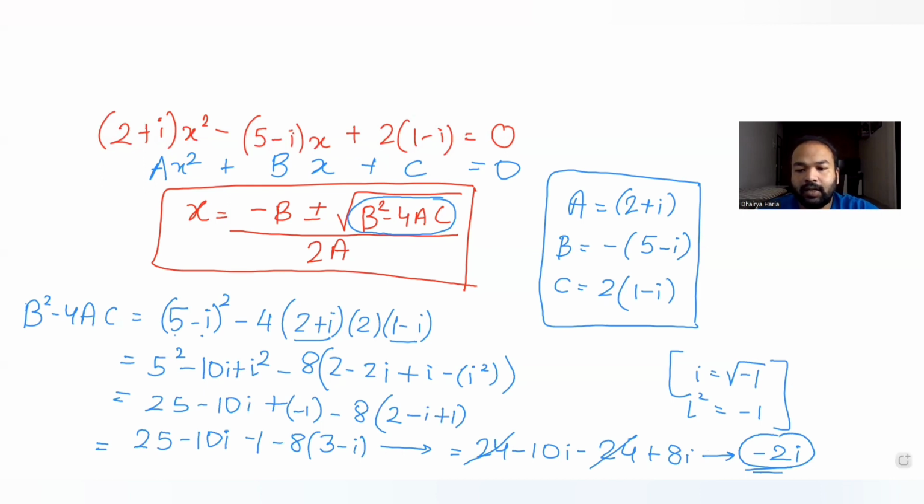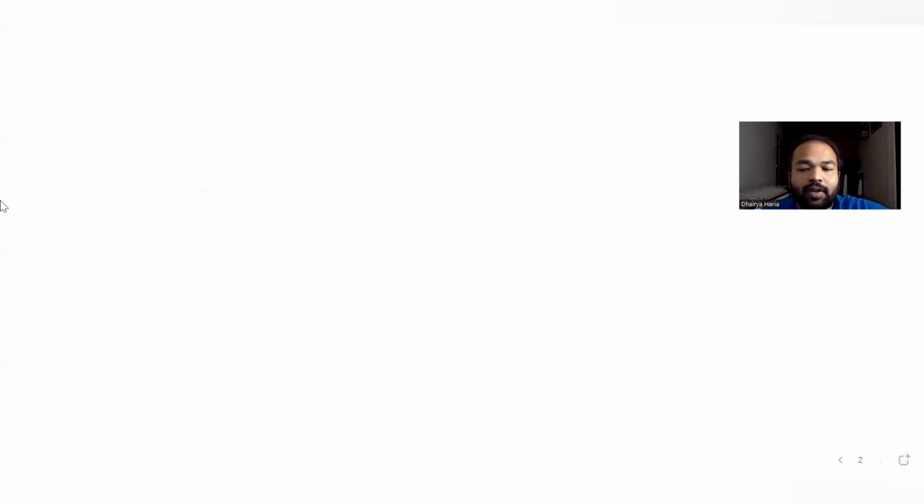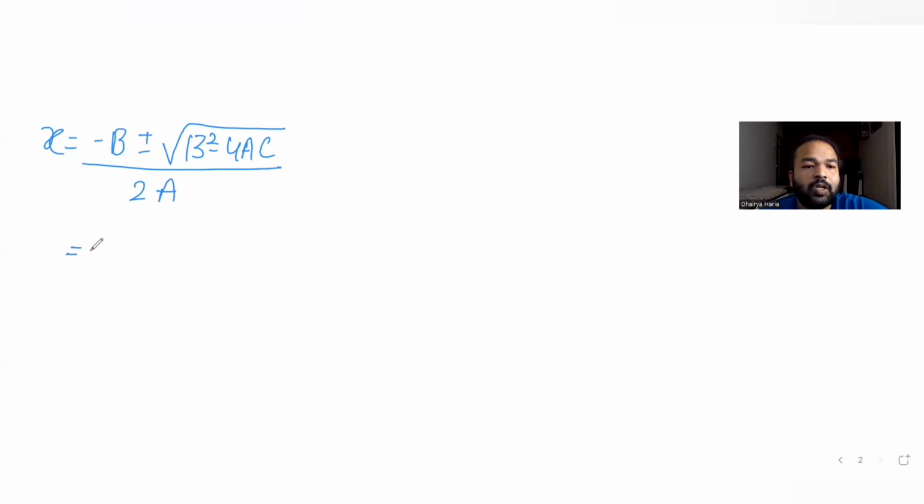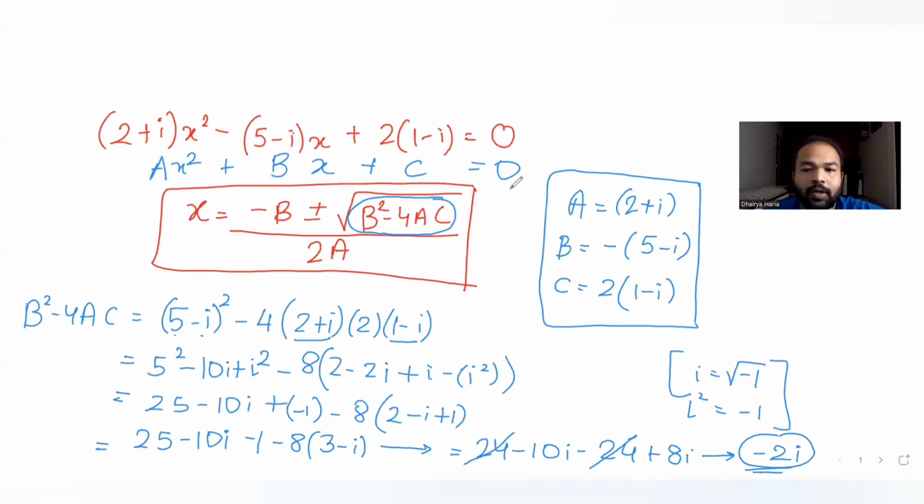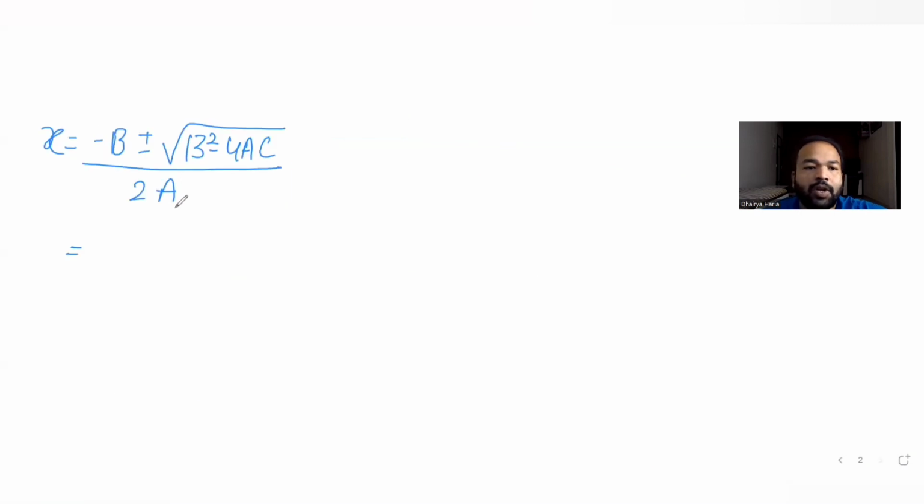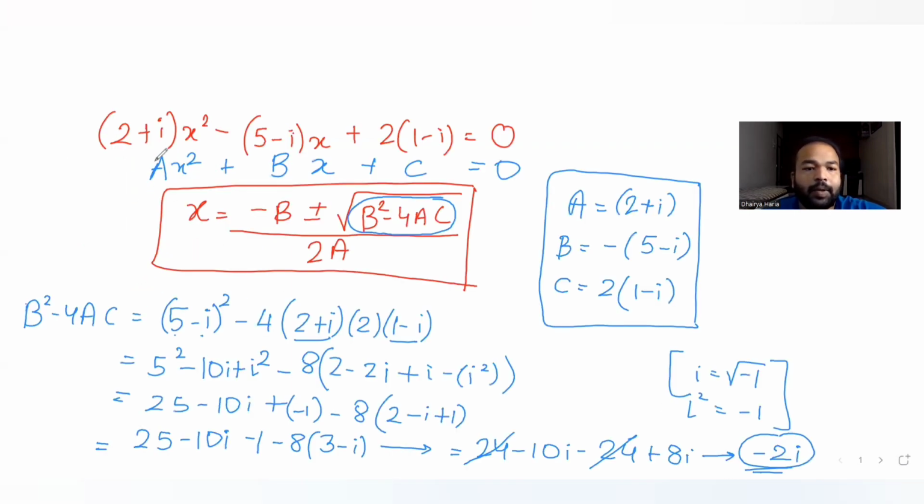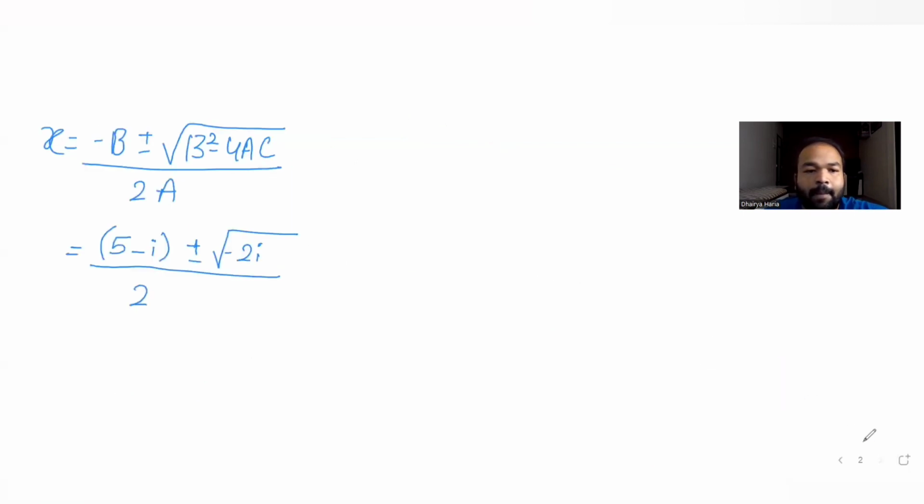Okay. Let's understand it further. Now here, if we apply that formula which we already know, x is minus b plus minus square root of b square minus 4ac upon 2 into a. So we already know b was minus of 5 minus i. So if you see, minus of minus will make it plus, so it becomes 5 minus i plus minus the square root of b square minus 4ac. We already got that as minus 2i, and 2 into a, where a here is 2 plus i. So I'll write that as 2 times 2 plus i.